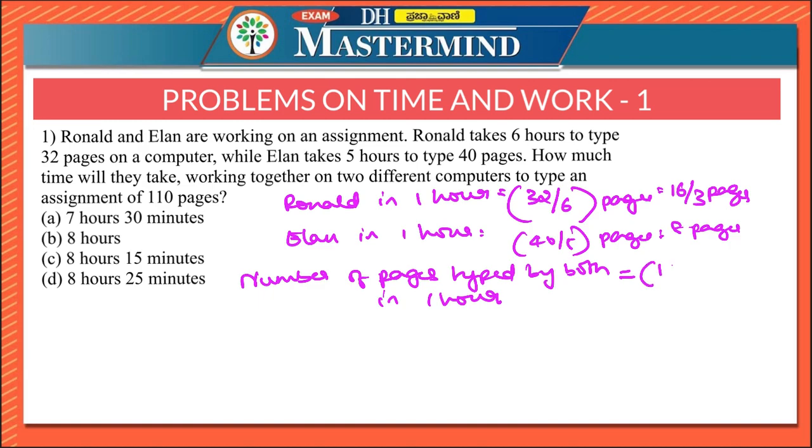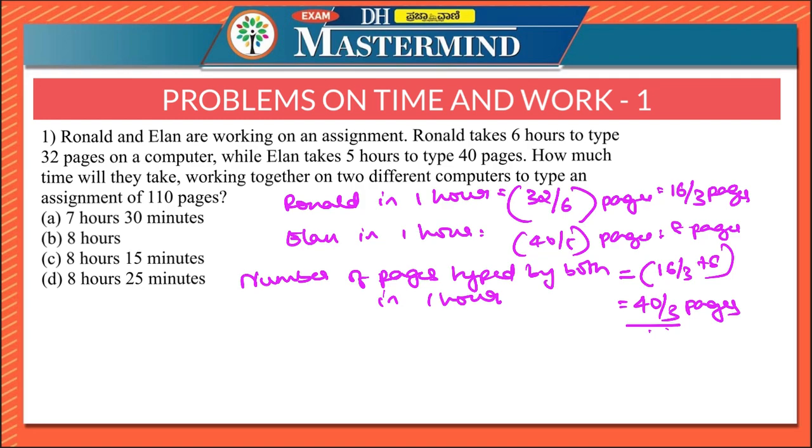So it becomes 16 by 3 plus 8. So this is nothing but 40 by 3. 16 plus 24 by 3, which is equal to 40 by 3. Therefore, the number of pages typed by Ronald and Elon in 1 hour is 40 by 3 pages. So they both combinedly typed 40 by 3 pages in 1 hour.